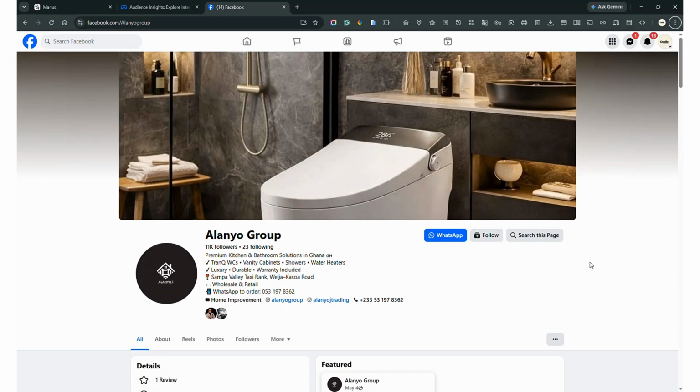We are going to use Alanyo Group as the case study for running a Meta ad campaign. Alanyo Group is one of the brands that sell water closets. You can see it's a premium kitchen and bathroom solutions provider in Ghana, and they sell Tranquils, which is a brand of water closets and vanity cabinets and so forth.